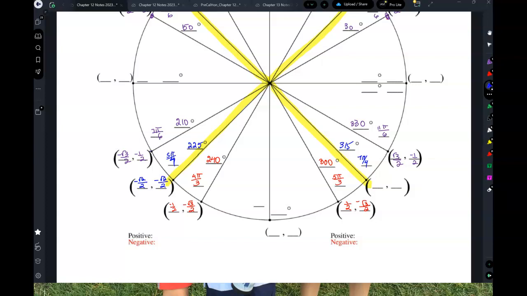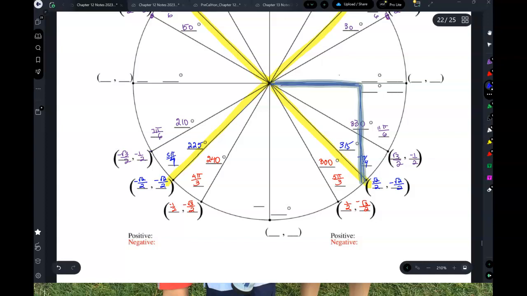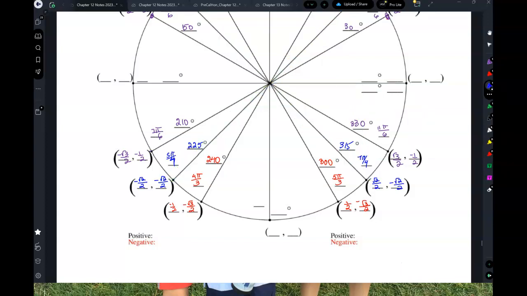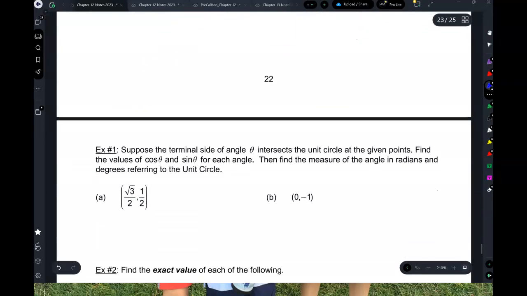Right? Again, one last time. What we're doing here is the route to go from the origin down to that point. The cosine is how much I go horizontally, root 2 over 2. The sine is how much I go vertically, negative root 2 over 2. All right, now, that's all we're going to do right now. Let's do some examples.